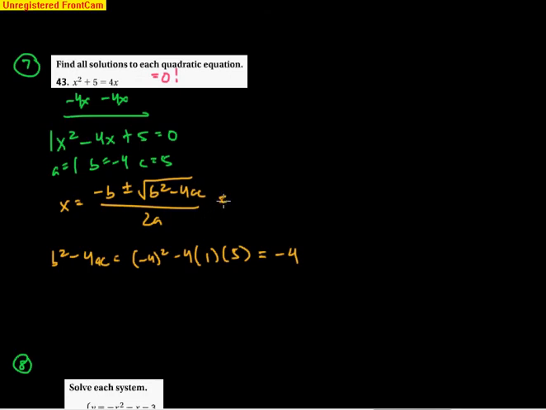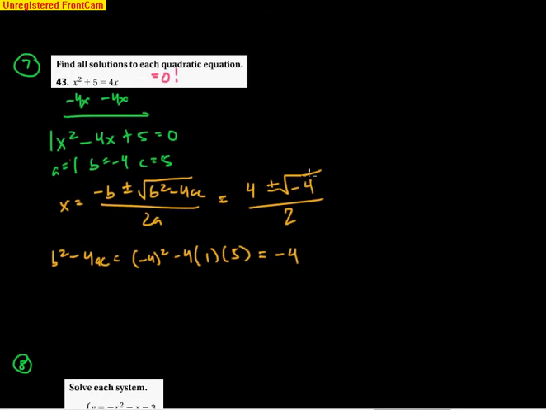Uh-oh, your discriminant's negative. Think about what that means. Plug in your numbers. Opposite of b. B is negative 4. The opposite of negative 4 is positive 4, plus or minus the square root of your discriminant, which is what you just found, negative 4, all over 2a. A is 1. 2 times 1 is 2.